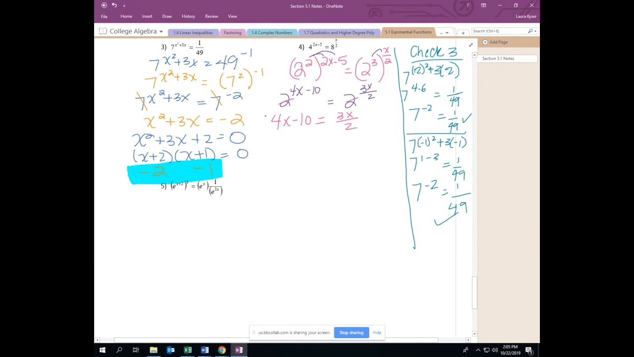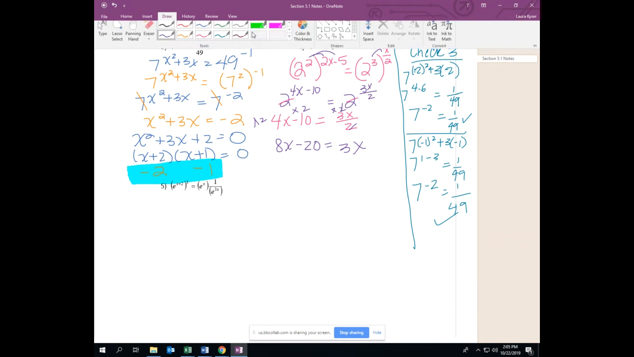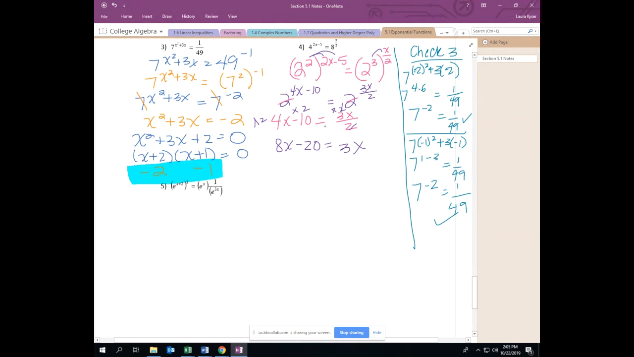So I'm going to get rid of it by multiplying everything in the equation by 2 just to get rid of it. That gives me 8x minus 20. And on the other side, the 2's cancel, so I've just got 3x. And now at least it looks a little bit better. And again, you don't even have to do that if you don't want to. If you want to leave the 3/2 x in there, go for it. Totally fine.